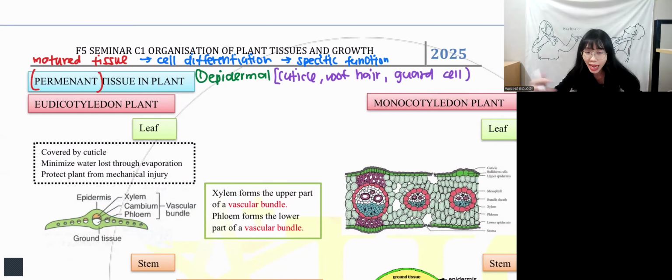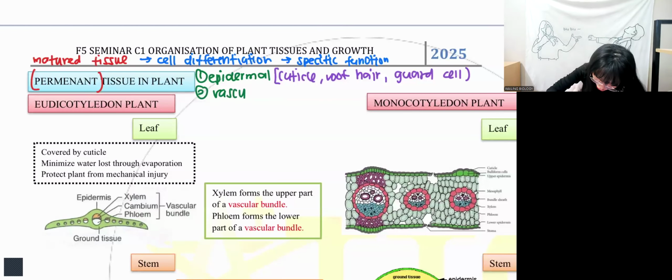It's called epidermal. Epidermal is a tissue. Dermis is a cell, but they are the same thing. One is cell, one is tissue. Okay, second, we have vascular tissue.